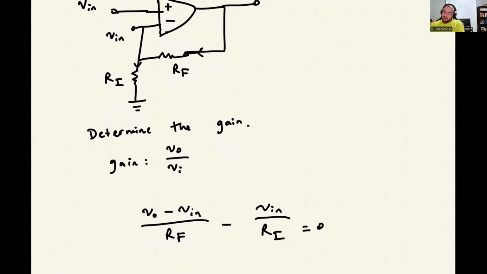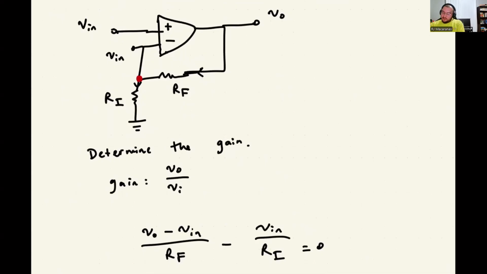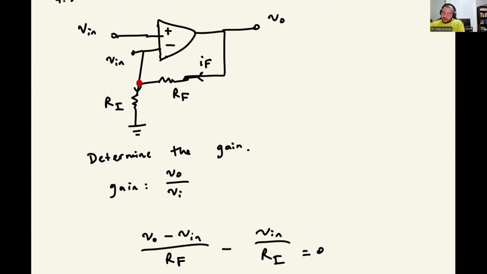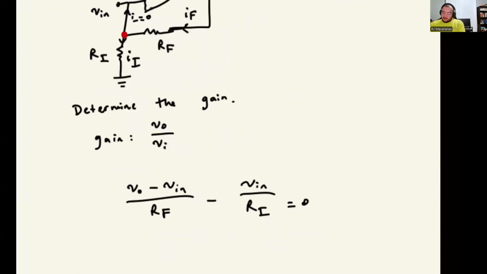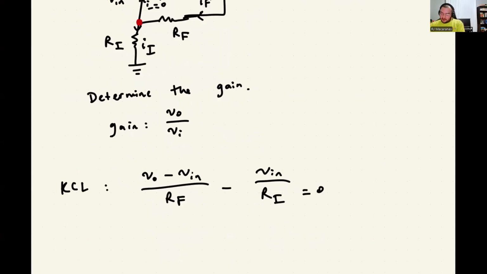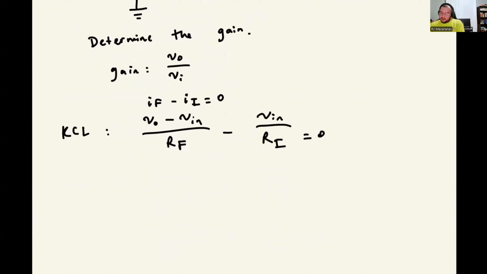And so that's going to be equal to zero, right? Just by KCL. So if I look at KCL at this red node here, the only currents that I really have is maybe I'll call this IF and I'll call this II. And so there's no current this way, so I minus is zero. So I don't even need to consider that in my analysis here. Right, and so by KCL, I have my IF minus II is equal to zero, and I've written it out here.